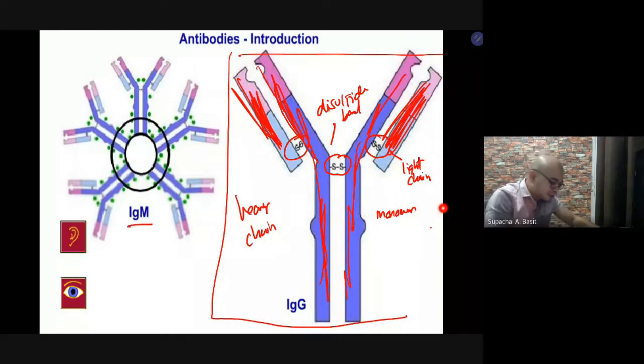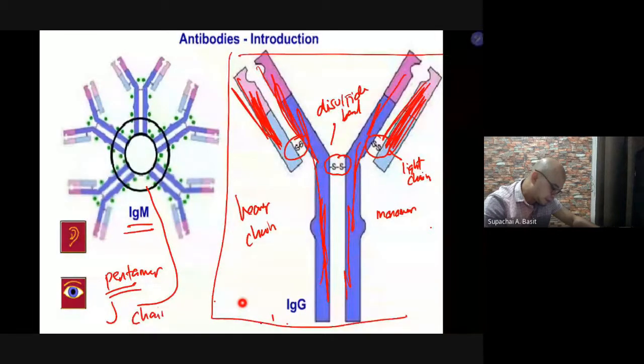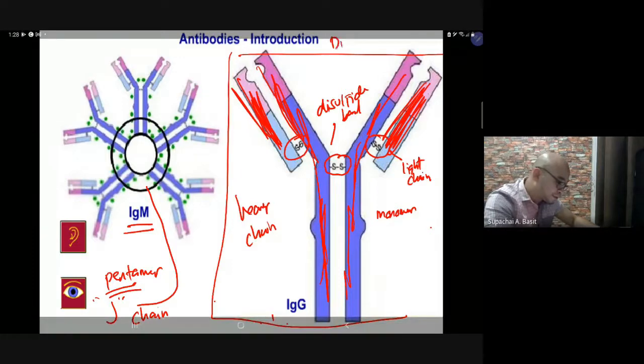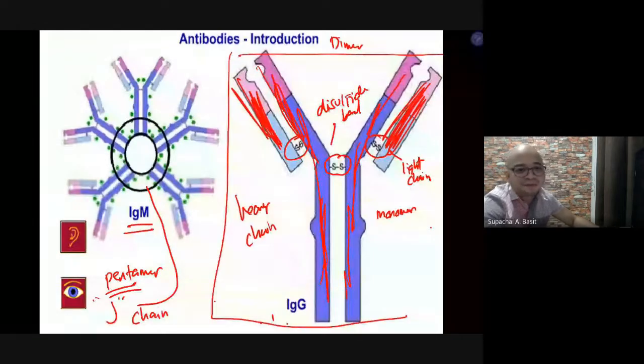The one that you can see here is an example of a pentamer. Obviously, from the word, a pentamer is made up of 5 monomers, and they are linked together by the J chain. The word J actually means joining. The one that is not illustrated here is a dimer. A dimer is made up of 2 monomers. So these are examples of immunoglobulin structure.